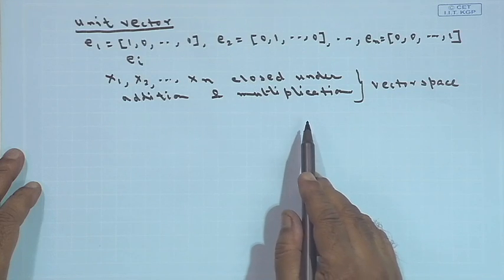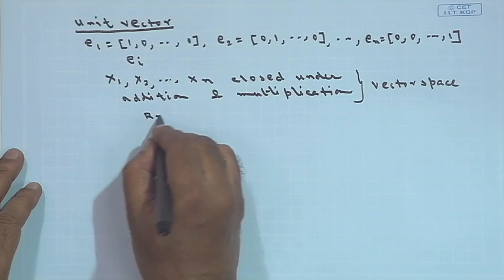In the same way, closed under multiplication means whenever I take any two vectors from the set of n vectors x1, x2, ..., xn, and I multiply, then the resultant vector should also be a member of this set. So, basically closed under addition and multiplication means whenever you perform these two arithmetic operations, the resultant vector also belongs to the set itself.